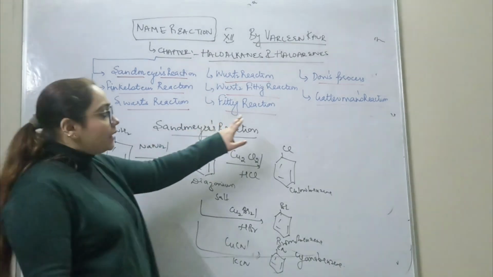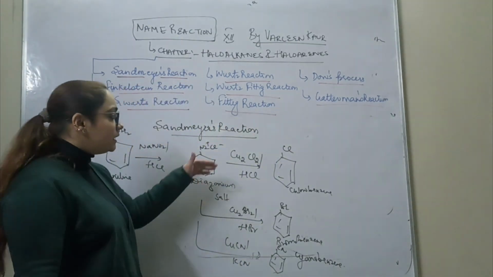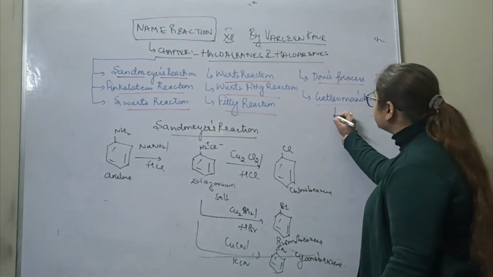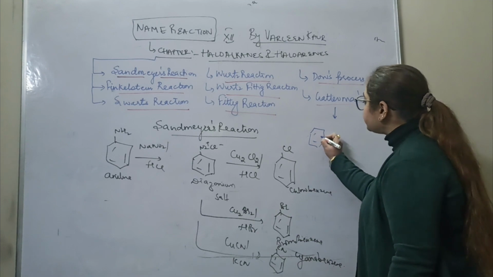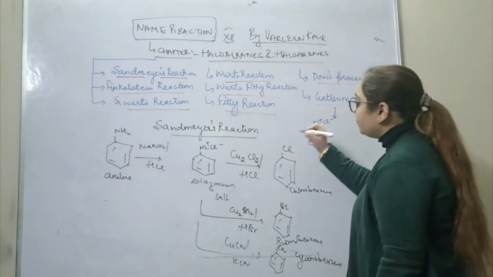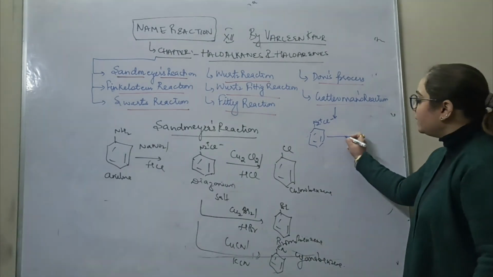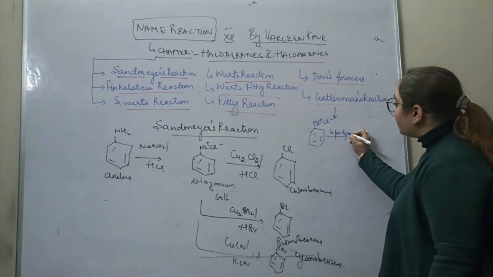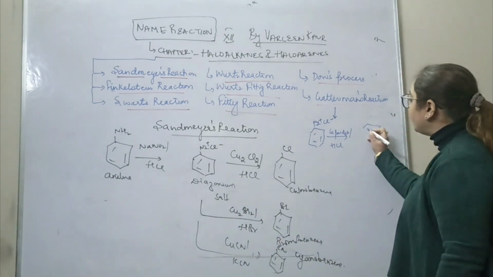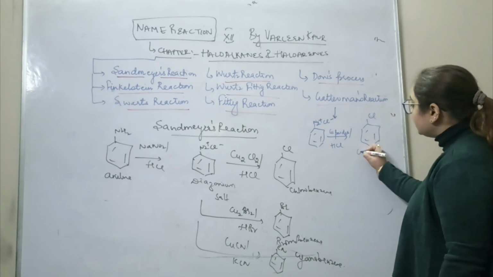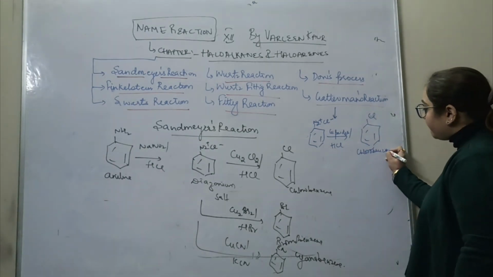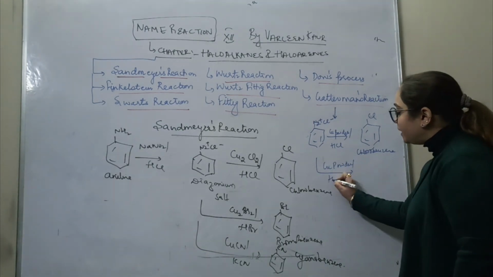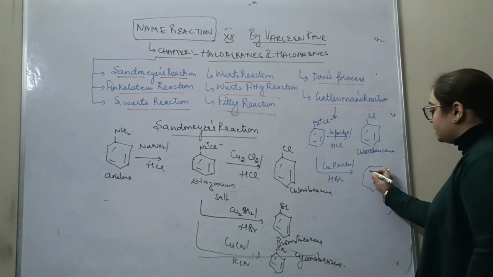After Sandmeyer's, I am going to take up the Gattermann reaction. What is the difference between these two? Only the reagent gets changed. How? Just see. In the Gattermann reaction, we have the diazonium salt. In a similar way, we need to change aniline to the diazonium salt. The reagent gets changed only. If I take copper powder in the presence of HCl, it will form chlorobenzene. And again with copper powder, if I take HBr, it will form bromobenzene.